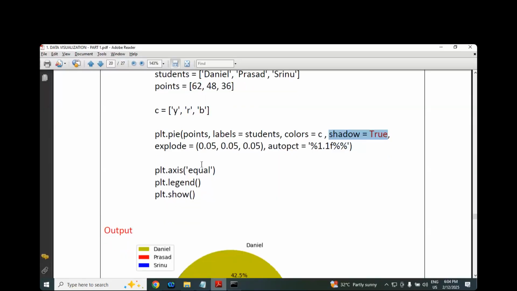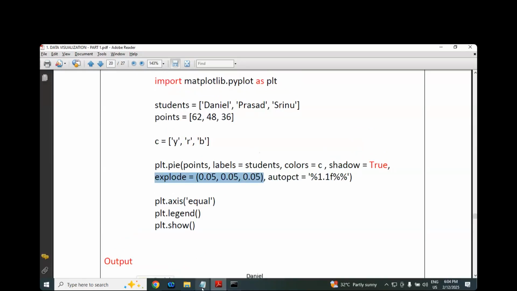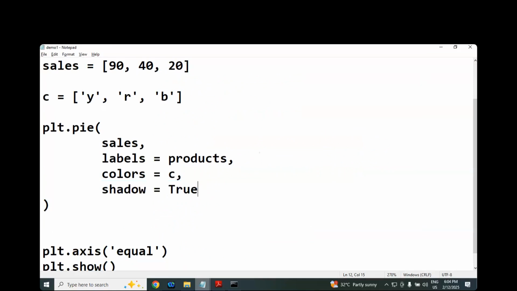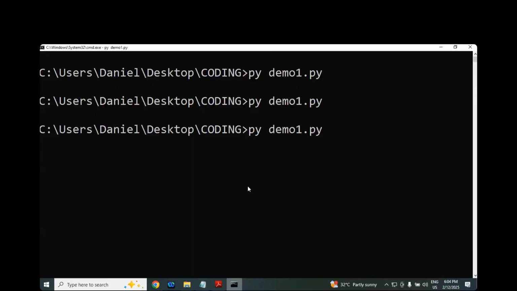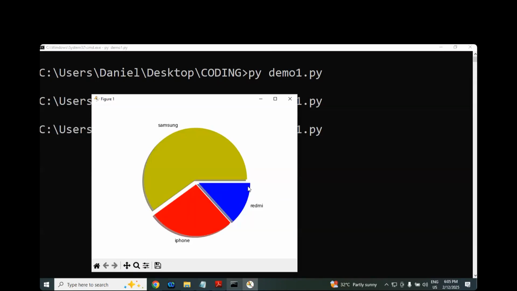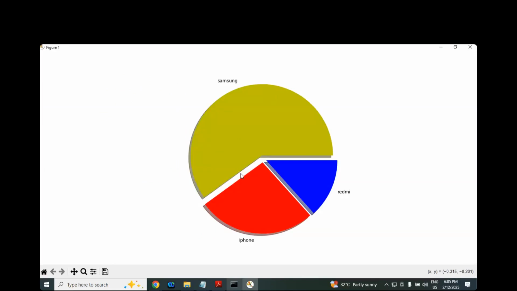Daniel, apply a few more customizations. I will apply, sir. Explode equals to a tuple of 3 values we are providing. Why? Because here we have taken 3 products actually. Daniel, what is this? Please hold on, sir. I will cover it. Tell me, explode equals to a tuple of values. What is the value? 0.05, 0.05, 0.05. Let's run. Okay, it is separating, so each slice has some distance in between. Exactly. This one is 0.05, this one also 0.05. These are all distances actually.